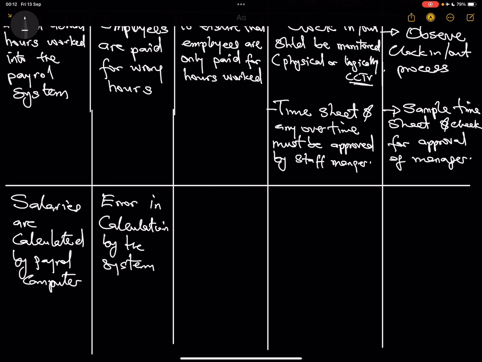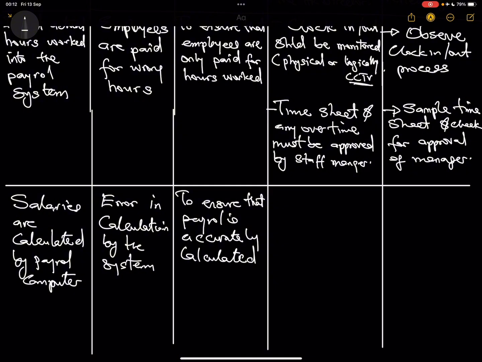So our control objective is to ensure that payroll is accurately calculated. That is our control objective. And how do we manage this? Normally, we will expect the computer to calculate this 100% accurately, but if there is an issue, we must find a way to detect that error.